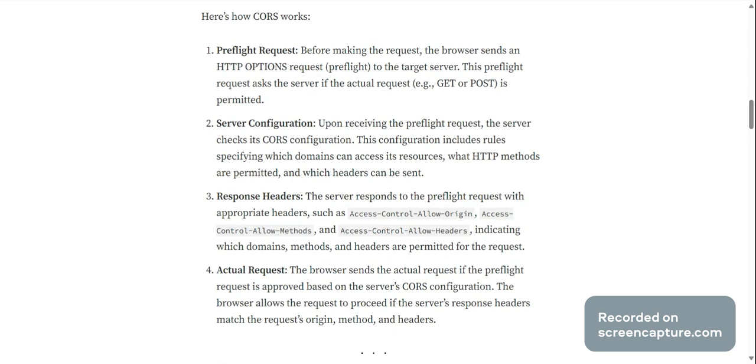Response headers. The server responds to a pre-flight request with appropriate headers such as Access-Control-Allow-Origin, Access-Control-Allow-Methods, and Access-Control-Allow-Headers, indicating which domains, methods, and headers are permitted for the request. Actual request. The browser sends the actual request if the pre-flight request is approved based on the server's CORS configuration. The browser allows the request to proceed if the server's response headers match the request's origin, method, and headers.